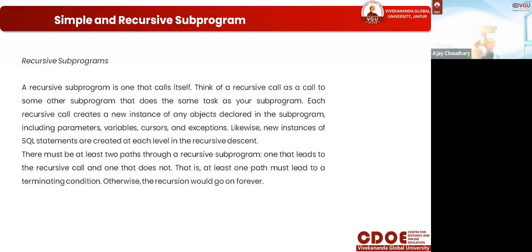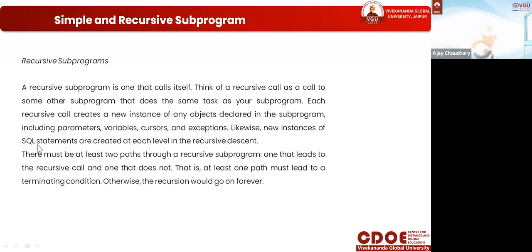A recursive subprogram is one that calls itself. Means when we initialize a method, we call itself. Think of a recursive call as a call to some other subprogram that does the same task as your subprogram. Each recursive call creates a new instance of any object declared in the subprogram, including parameters, variables, cursors, and exceptions. So we also learn what an exception is. Exception means we know what kind of error may occur in our programming, and we write code for that, which is called an exception. And we handle these kinds of errors and bugs by exception handling.